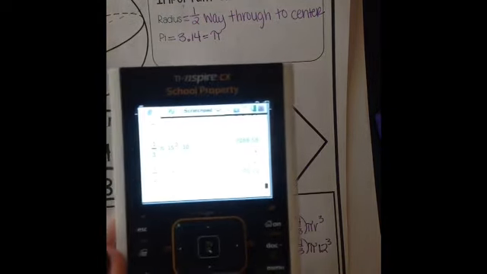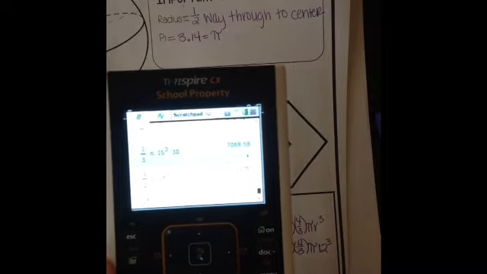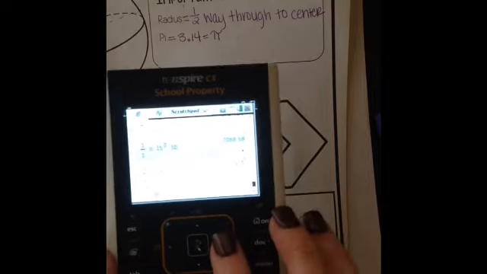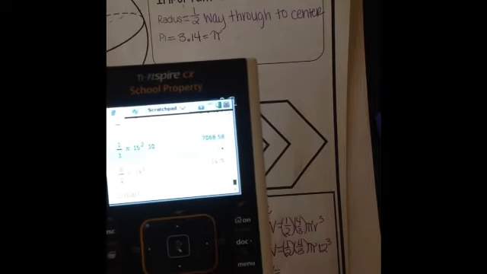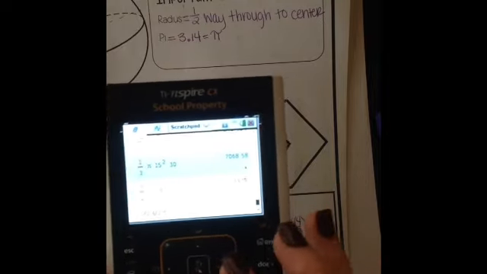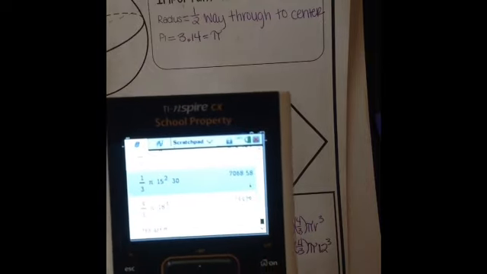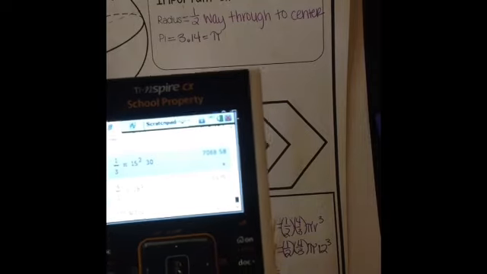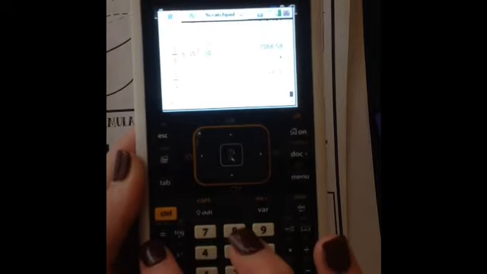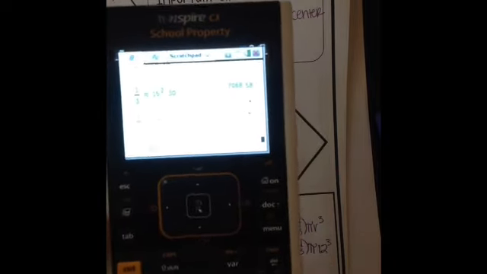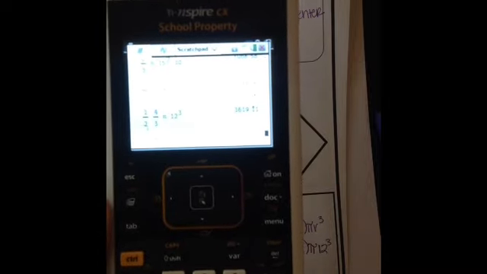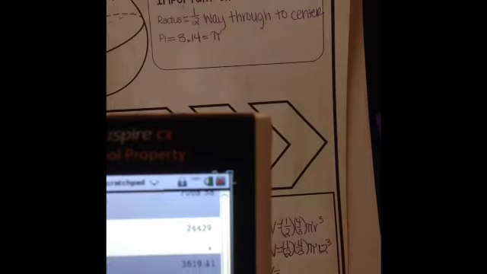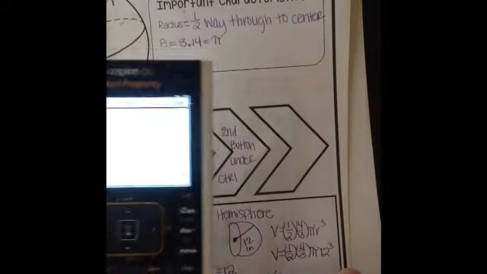Okay, so I'm going to do, let's see if I can be still, 1 divided by 2, and then I'm going to do 4 divided by 3. Okay, and then I'm going to do pi. I did not hit pi, I'm sorry. Pi, our r in this one is 12. And I'm going to do my little house top button right here to the third. And then I will hit enter. And I get 3619.11. And there's no rounding to be done there either.